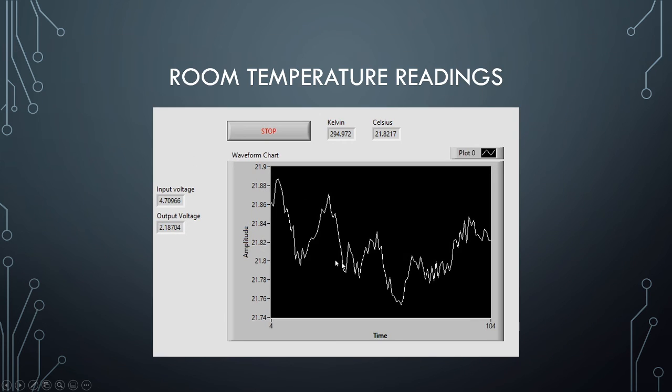This is what I got with a brand new thermistor. It was around 21 Celsius, which makes sense to me. I mean, I do live in New England, so it's a little cold. 21 Celsius is about 70, which even that seems a little bit high for what it was in my house. It did feel a little cold. About 70 Fahrenheit, I should say.